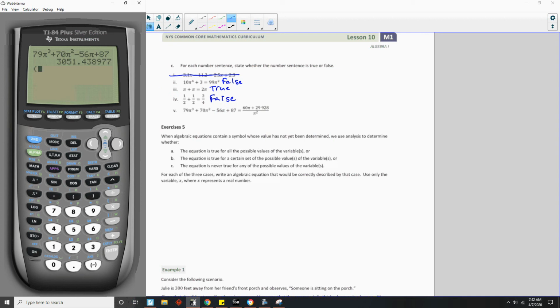And then finally, we're going to put the other side in, which is 60 pi, and make sure you put your numerator in parentheses so the calculator knows PEMDAS, and then 29928. And that whole thing is divided by pi squared. And when I do that, it looks like they're equal. Okay, so I'm going to do this a different way, though. It doesn't go out far enough. 305.438977. Let me look at something.